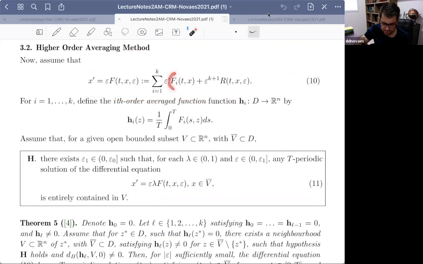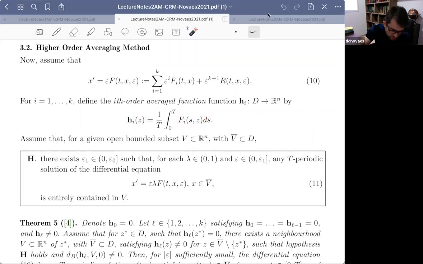the functions here, are assumed to be only continuous. Okay, we are not assuming, for instance, Lipschitz in the second variable. Here, all the functions are only continuous functions. And for this kind of differential equation, we defined the high order averaged functions h_i just by taking the average of each coefficient of epsilon to the power i. So h_i is the average of f_i, okay, the average in time.